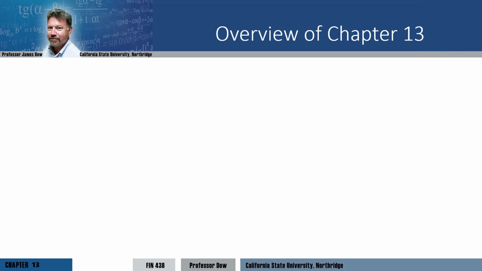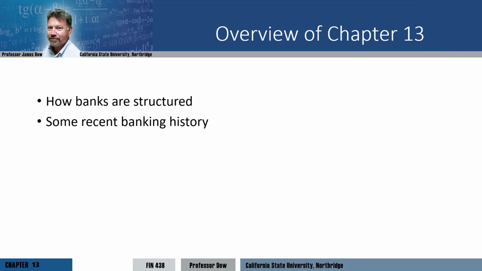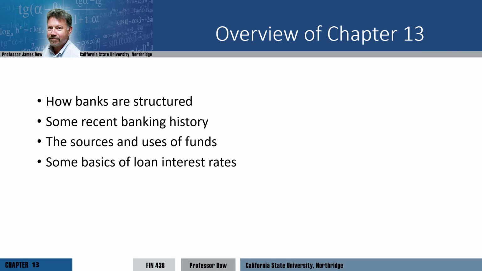We'll follow the chapter closely, starting with an overview of what banks do and how banks are structured, and some recent banking history. Then we'll look at the bank balance sheet and the sources and uses of funds. We'll talk about some basics of loan interest rates, and finally, look at some measures of bank profitability.